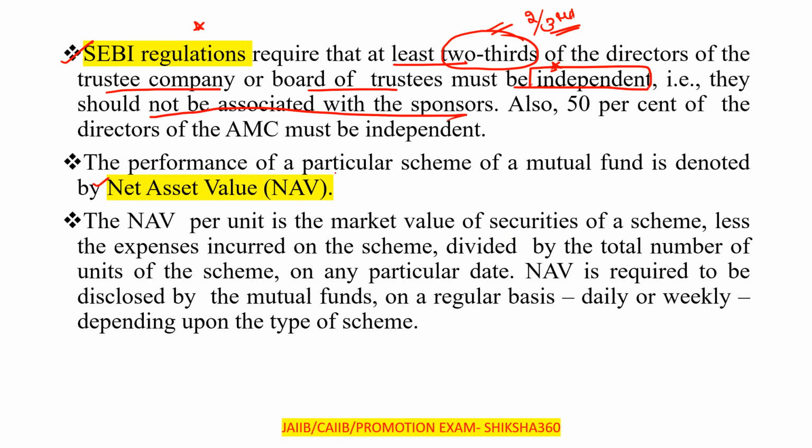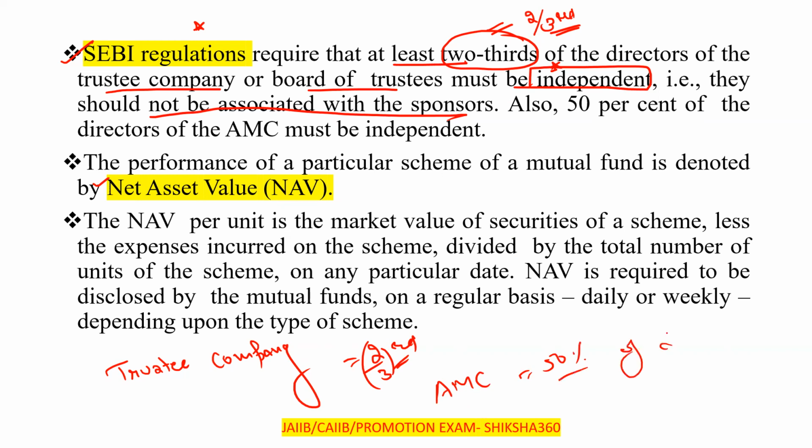At least 50% of the directors of the AMC must be independent. Clear? So kindly remember that in the case of the trustee company, how many directors are to be independent? 2/3. And in the case of the AMC, 50% of directors must be independent. Kindly remember both these things here.